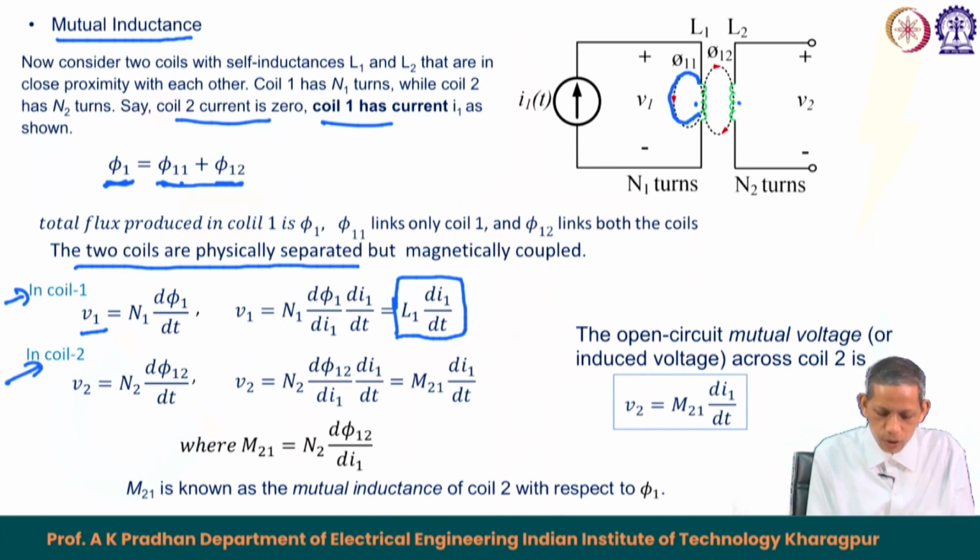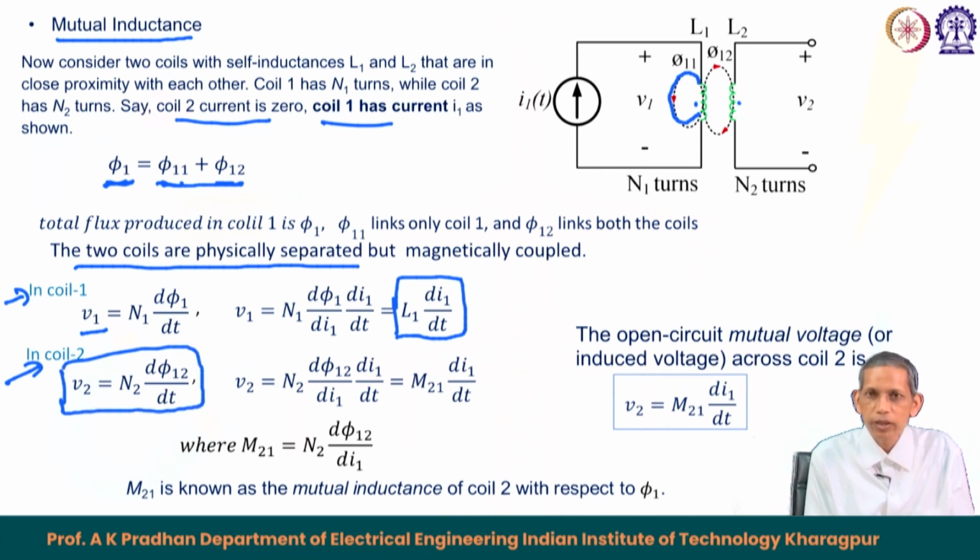Now, if you see coil 2, the corresponding flux linkage is phi 1 2 contributed from the first coil. So, V 2 equals N 2 d phi 1 2 by dt, because coil 2 has N 2 turns and the flux available to it is phi 1 2. So, N 2 phi 1 2 is the flux linkage. The derivative of that with respect to time is the corresponding voltage induced in 2.